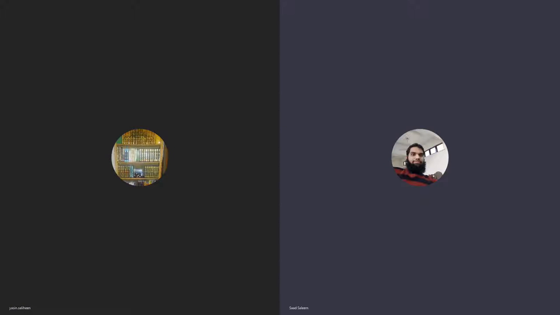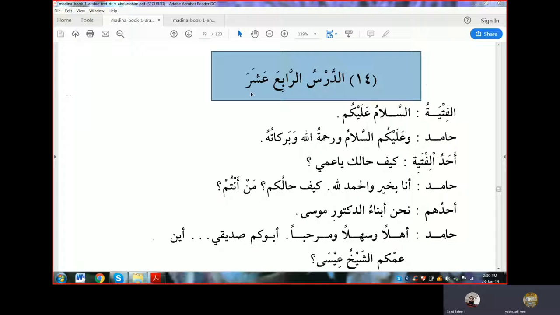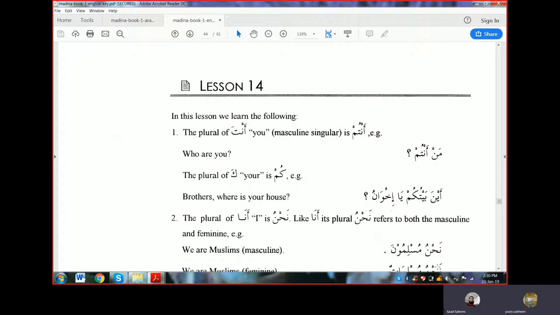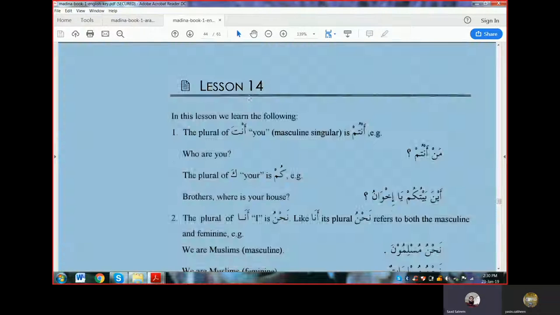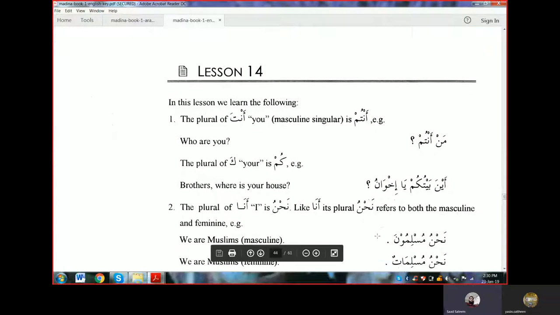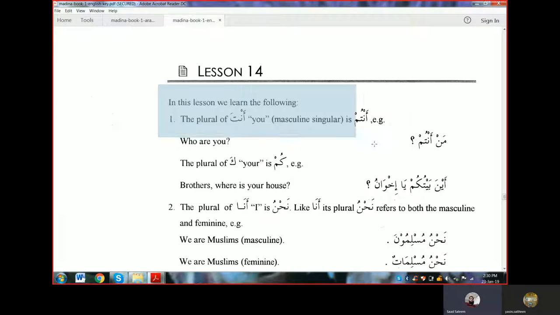Number 79 on PDF, the fourteenth lesson, 14th lesson. So first we will read the grammar of this book on page number 44. Page number 44. So start reading this.